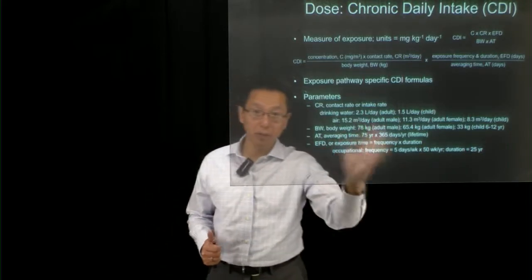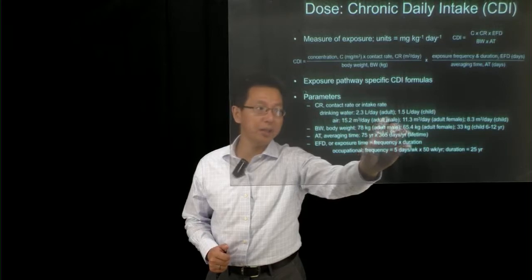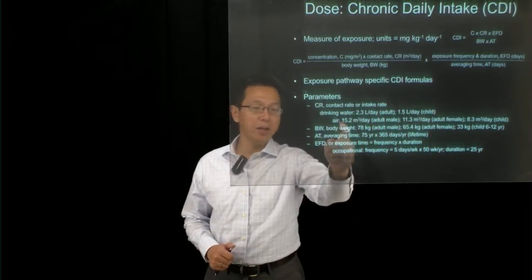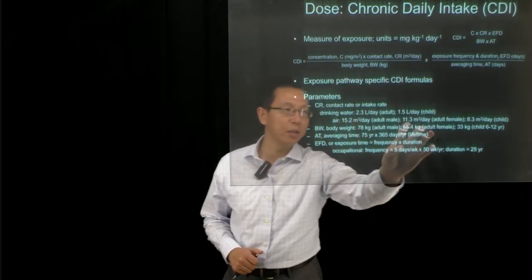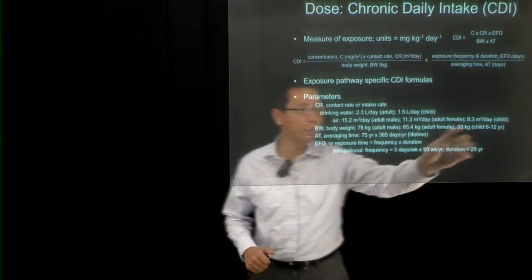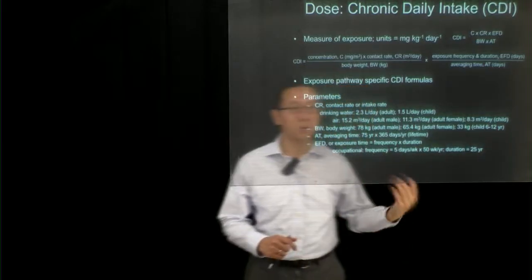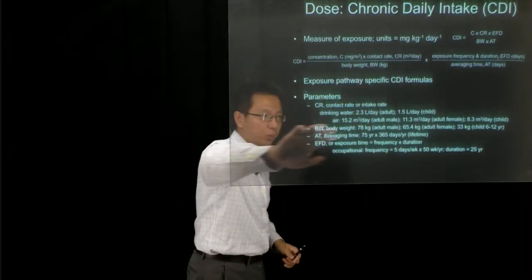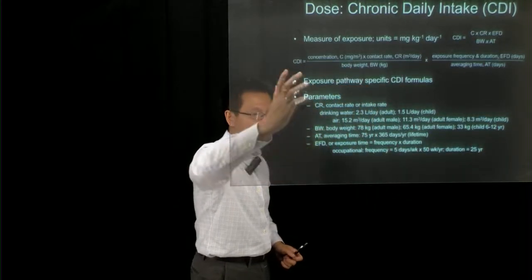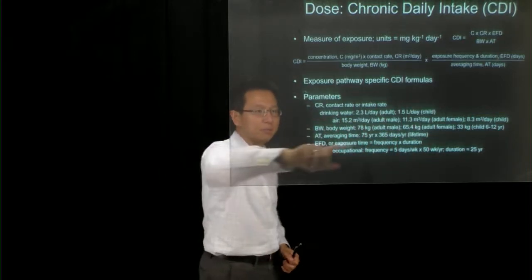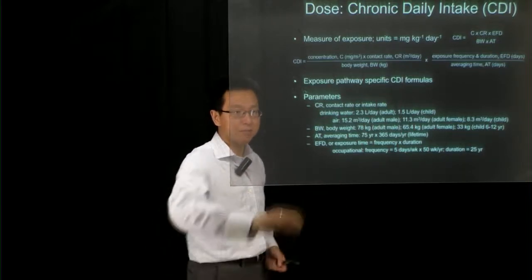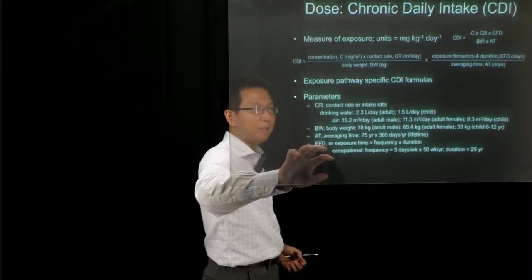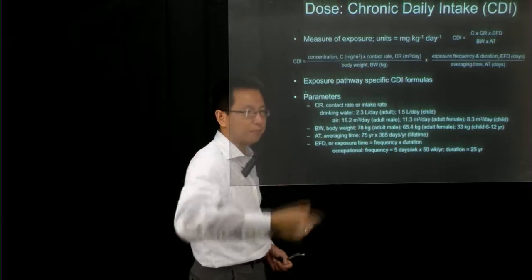For example, normally an adult drinks 2.3 liters per day. For a kid, 1.5. Air, normally an adult male inhales 15.2 cubic meters. Adult female, 11.3. But kids, 8.3 cubic meters per day. Now these are body weight assumptions, averaging time. Of course, you don't even have to know this, but average life expectancy, we say 75 years. And exposure, that's EFD, exposure time, exposure frequency.